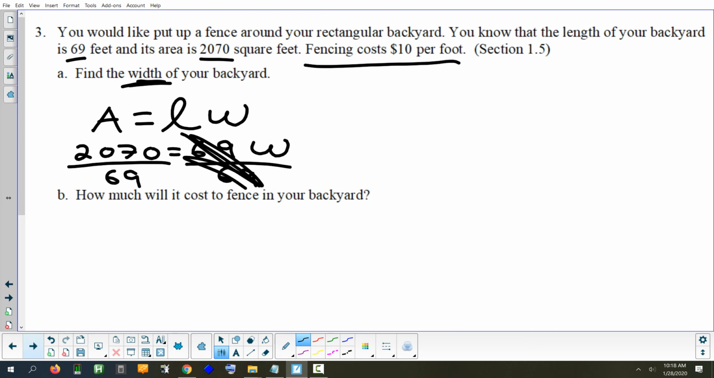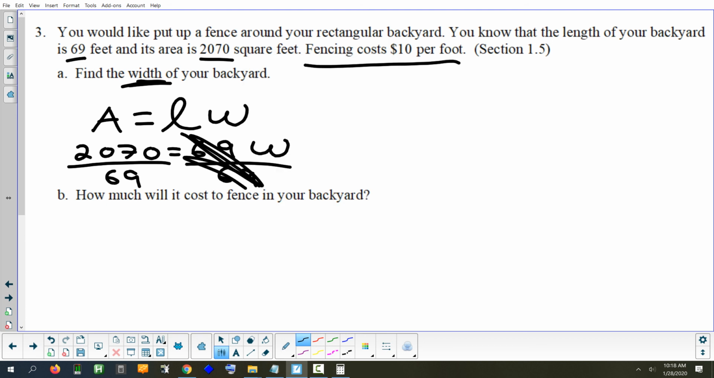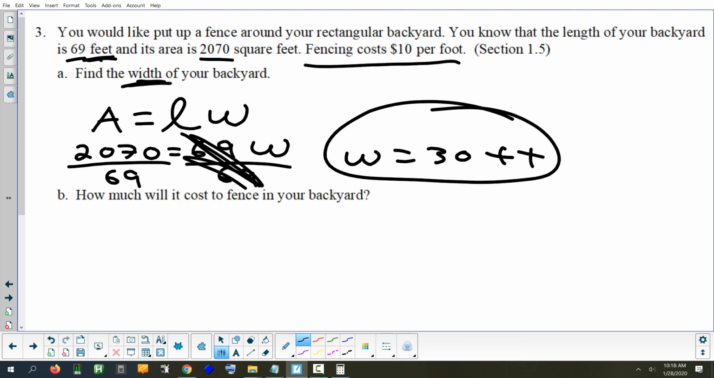That's gone. Now, we're going to need a calculator for that. I think this is probably the only one you needed a calculator for today. So tomorrow I'll make sure you have those out. So 2070 divided by 69 is 30. And what did I just find? The width, and it's in feet. So the answer is 30 feet. Not just 30, but 30 feet. Questions on how we got the width of 30?